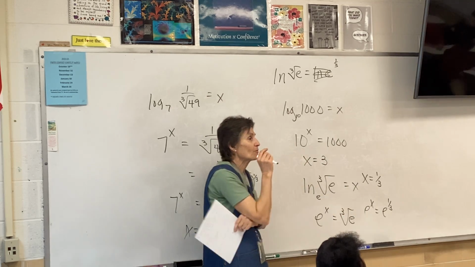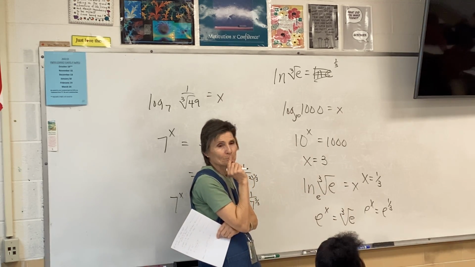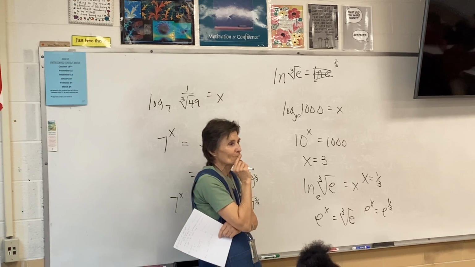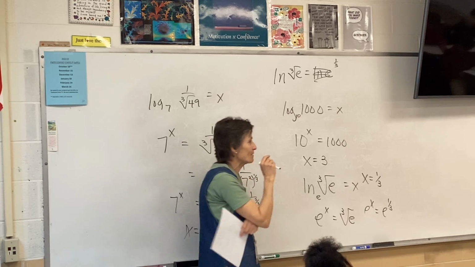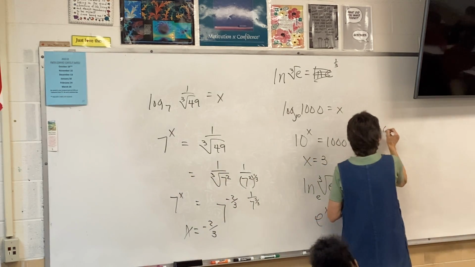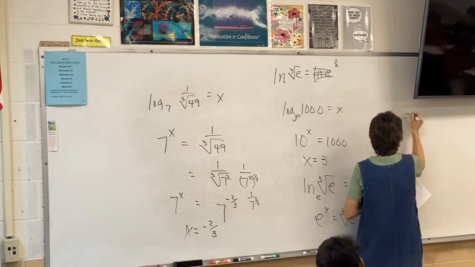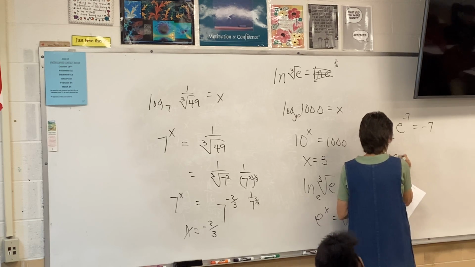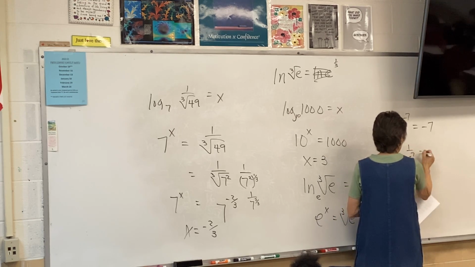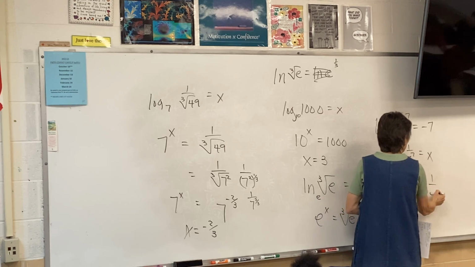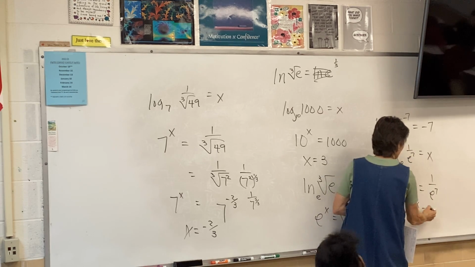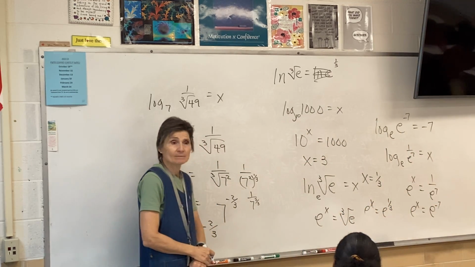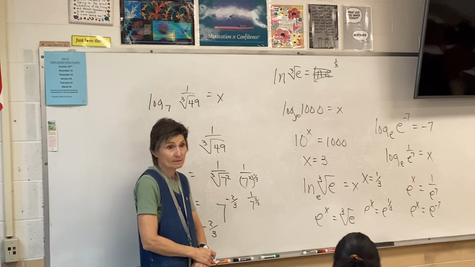And how about G? Got a thought on G? X equals -7. Because it says log base e of e to the -7th, doesn't it? Or if you rewrite it, e to the x equals 1 over e to the 7th, but 1 over e to the 7th means e to the -7th. So x has to be -7. However you do it, -7.